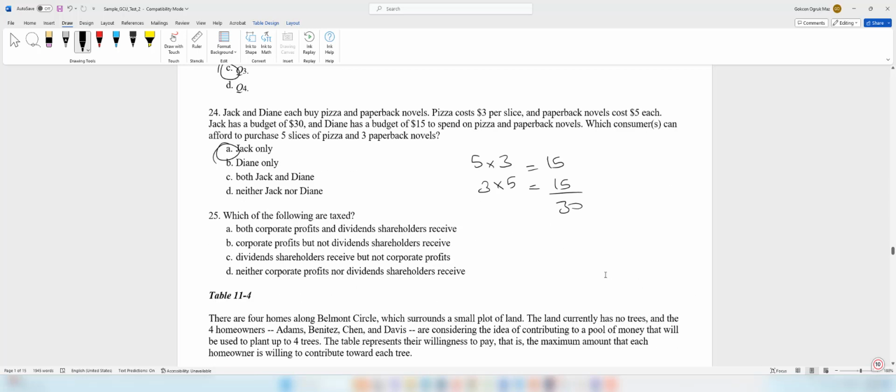Which of the following are taxed? Both corporate profits and dividends are taxed, so it's like a double taxing.